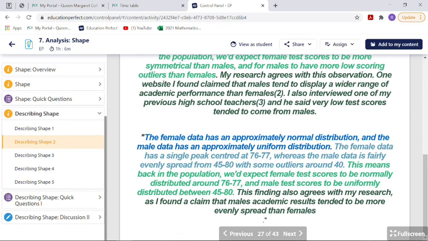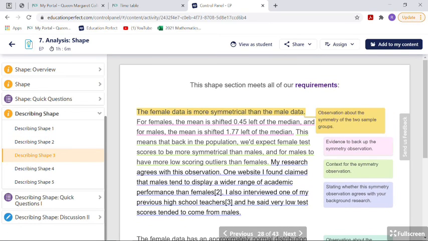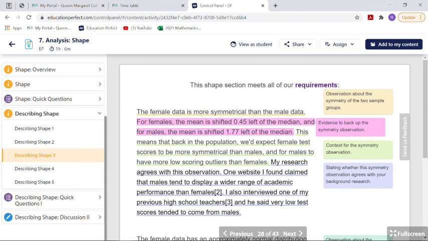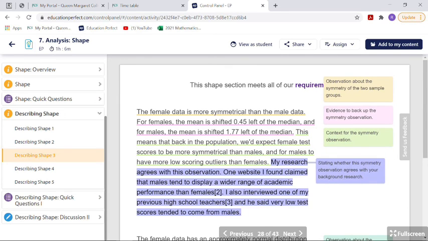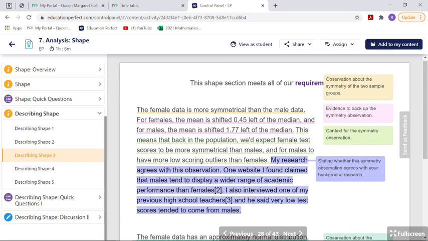This finding also agrees with my research, as I found a claim that males' academic results tended to be more evenly spread than females. So the research backs up the fact that you're getting a uniform distribution. Yeah? How's it look? Good. Again, it's going to make more sense when you have your own set of data. Now, here we go, talking about those paragraphs. All they're doing is showing you the exact same write-up that they just did, but this one allows you to highlight which piece is going with which piece. But they colored the other one, so you kind of need that anyway.